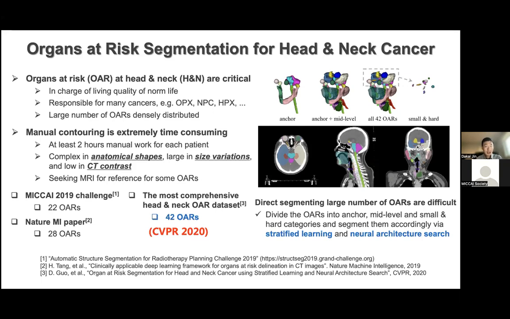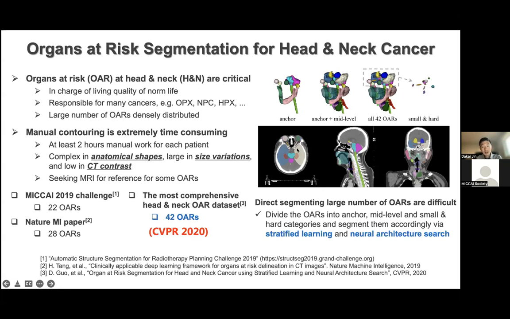problem. Some of the previous work segments around 20 or nearly 30 organs at risk. One of the recent works in CVPR 2020 tried to segment 42 organs at risk. This is the most comprehensive dataset so far. And these 42 organs at risk are also consistent with the international head and neck organ-at-risk delineation guideline recommendations. So we'll focus on this work first.